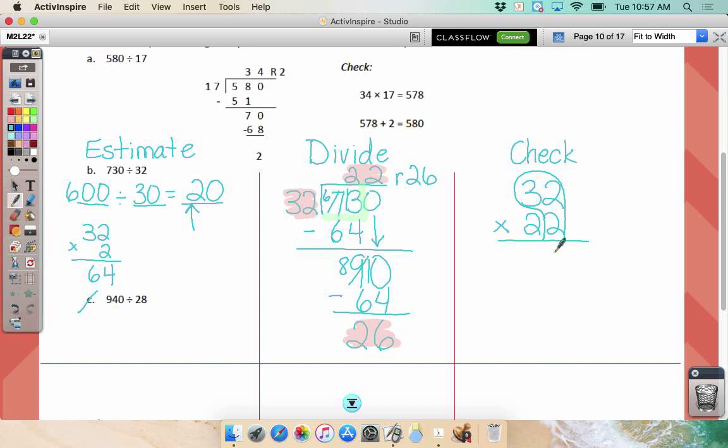2 times 2. 4. 3 times 2. 6. X's and O's. But really, there's just one of each. Okay? Now do the same thing again. 2 times 2. 4. And 3. Whoops. I'm getting ahead of myself.